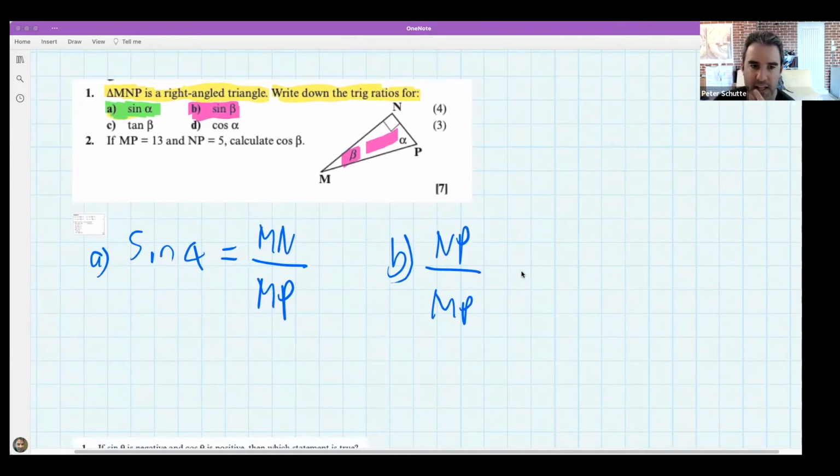Okay, so we're going to take it up a notch. Now we are going to put some values into play. In the next part of the question, it says MP is 13 and NP is 5. Find me the cos of beta. So what is that going to be?